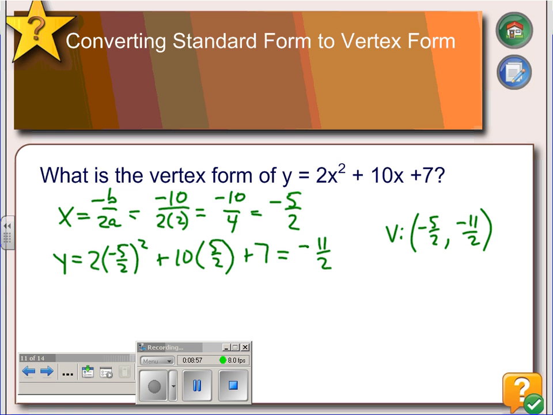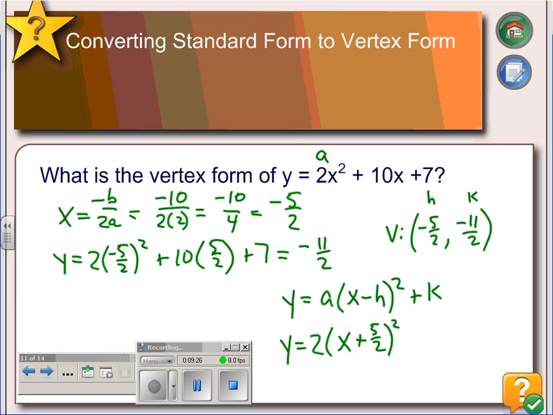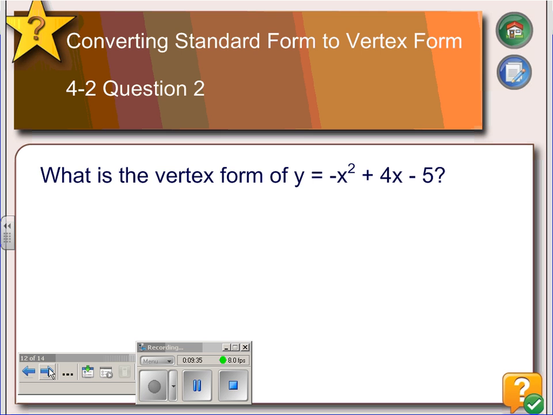So if we're going to convert to vertex form, we will substitute into the vertex form equation, where the vertex is h and k, and the leading coefficient is a. It's a in both forms. So we get y equals 2 times x minus a negative 5 halves would be plus 5 halves, minus 11 halves. And there's the vertex form. Here is one for you to try, and that's it for lesson 4.2.